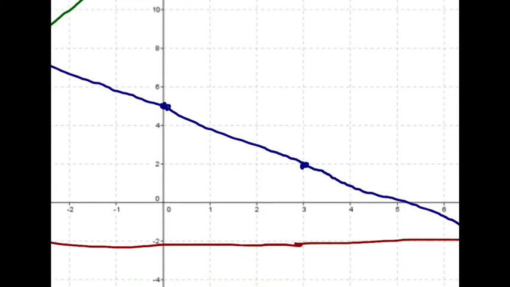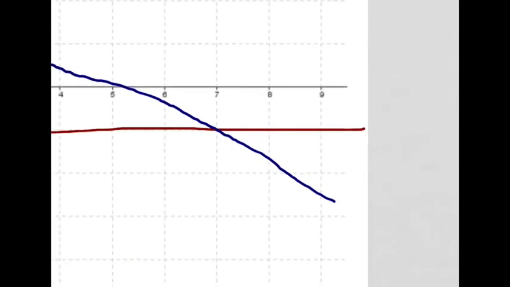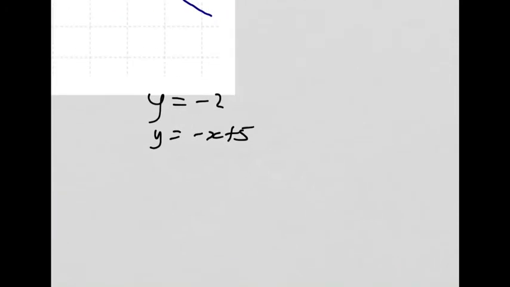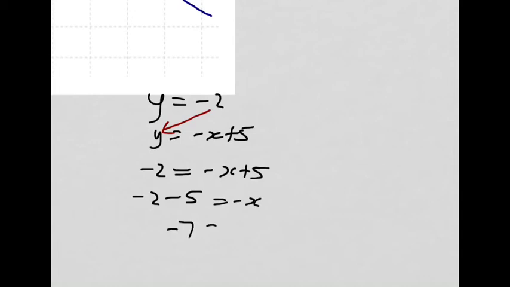And the last point of intersection is the point of intersection between y equals negative 2 and y equals negative x plus 5. And again, to solve this, all we really have to do is put in this negative 2 for y here and solve for x. So bringing the 5 over, we get x is equal to 7. So this point's, again, we got pretty close, 7, negative 2.